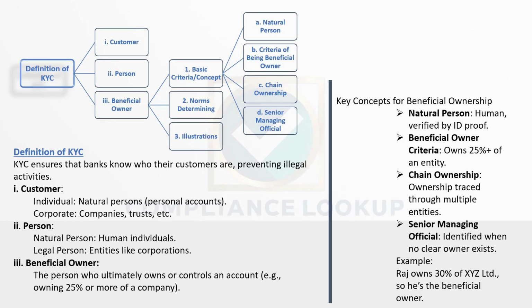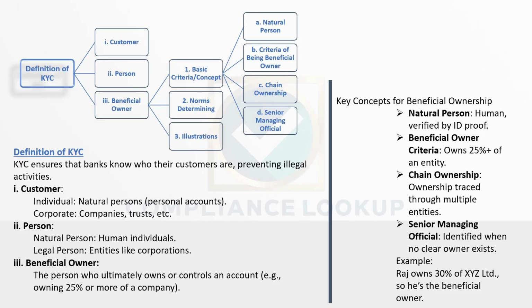Now coming to fourth, basic criteria concept for beneficial ownership. Let's divide it into broad parts. A. Natural person. This is a human being as opposed to a legal entity. Identifying a natural person in KYC is straightforward and involves obtaining personal ID, passport, driver's license, and proof of address.